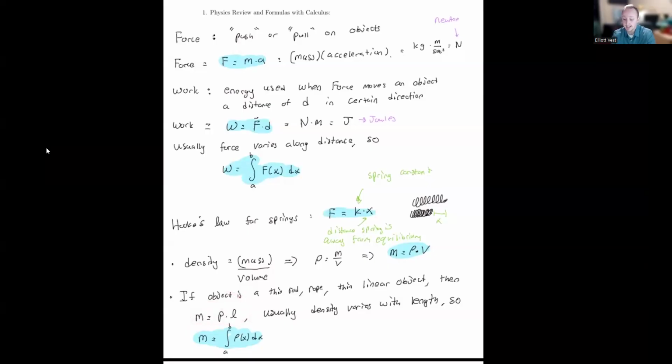And usually, again, density also varies with length. If we have a long rod, but the rod has different types of materials, maybe welded together, the densities of those materials would be different. So its mass can also be found by making little slices along this rod, looking at the individual densities of each of these slices, making those slices really, really small, and adding them all up. Oh, that's what an integral does. And that's how we get this formula as well.